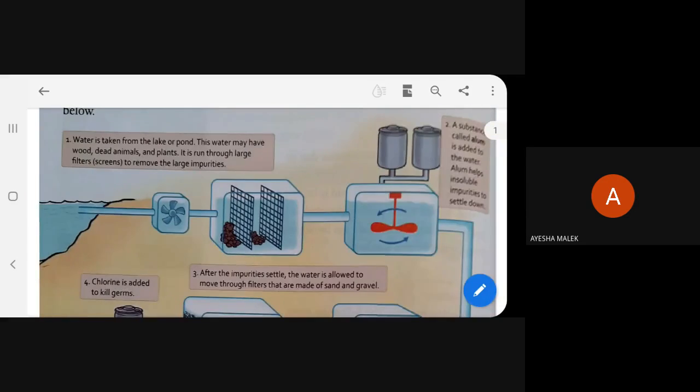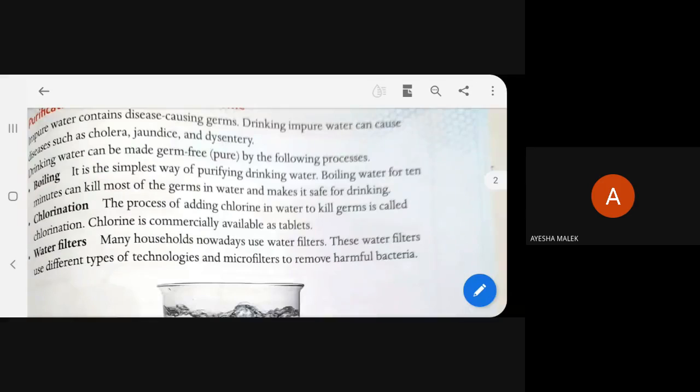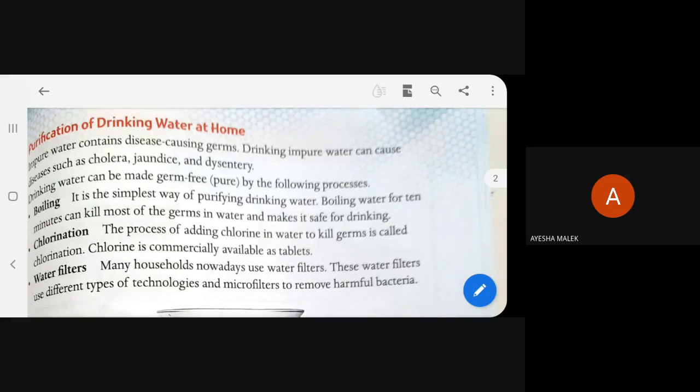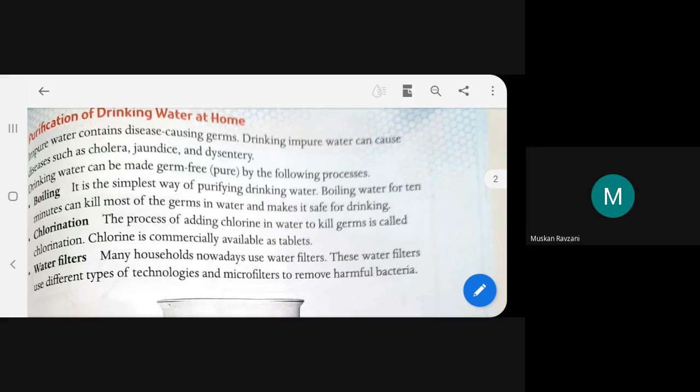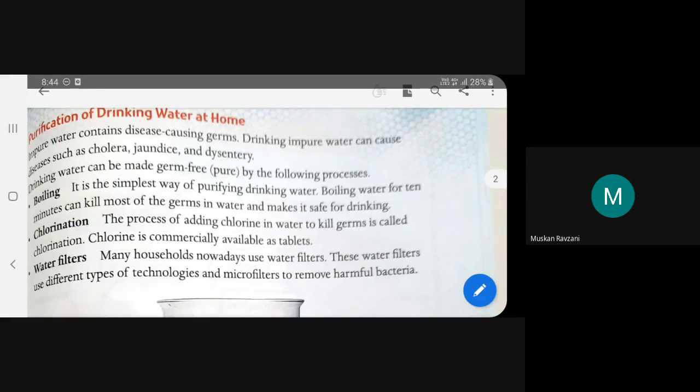Okay beta. Now if we want to purify water at our home, there are different methods explained. How can we purify drinking water at home? Drinking water can be purified at our home by three methods. Boiling is the simplest and easiest way to kill all the germs, and it's very safe for drinking. Have you heard the name boiling? We just have to boil the water for some time, and this kills all the germs present in it. So it's a very easy and convenient method to purify water.